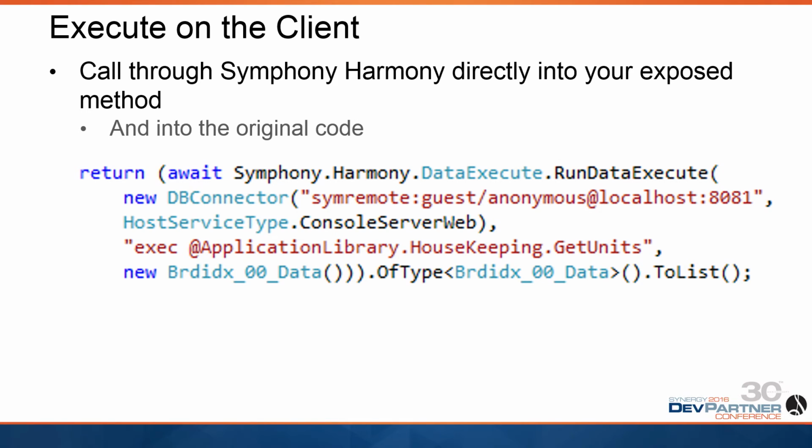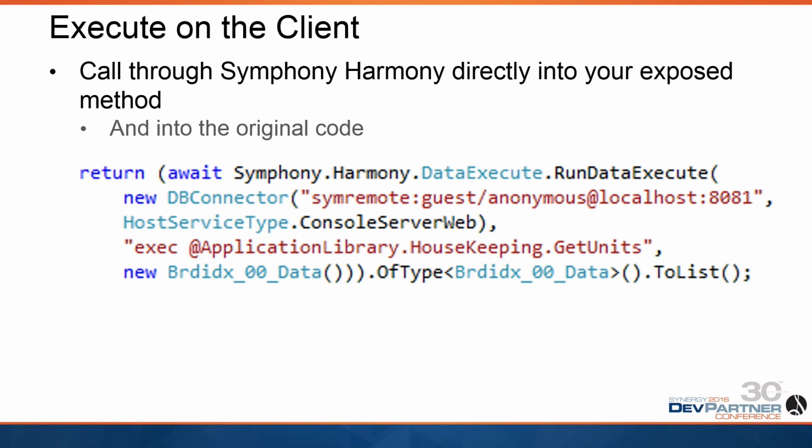Then on the client, and I've not said what this client is yet, I've just said on the client, I can call through Harmony directly into my routine and thus directly into the program. It looks a complicated single line of code, but it's not. It's simply saying the exec is, that's a standard procedure call in SQL, and we stick with the SQL type structure here. Application library, housekeeping, get units. That's your method that you want to call.